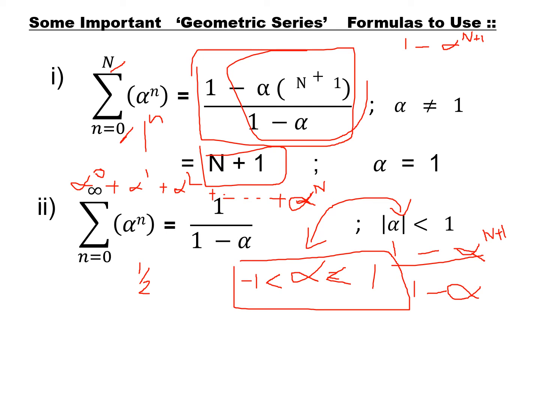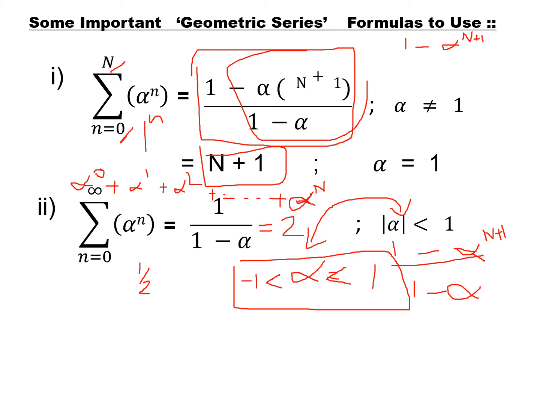What is 1 minus half? It is half. 1 by half is 2. So this sum converges to 2. Suppose alpha is 0.5. If n tends to infinity, the final answer will be 2. This is a very important result. You also require these kinds of formulas for future discussion.